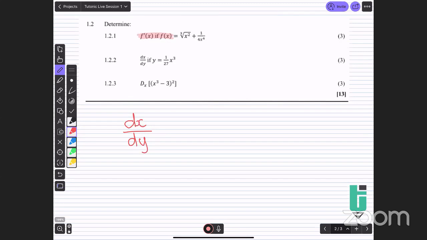Ayan, do you have any idea? Is it in terms of y? Yes. So the change in x with respect to y. What does that mean mathematically? What must you do? We have to make y the subject. Ayan, no, I want to make y the subject of the formula.